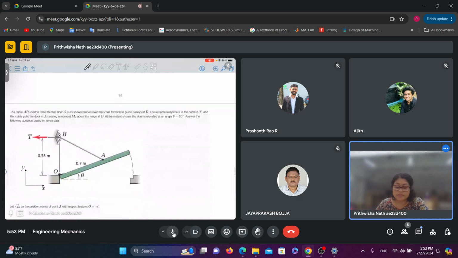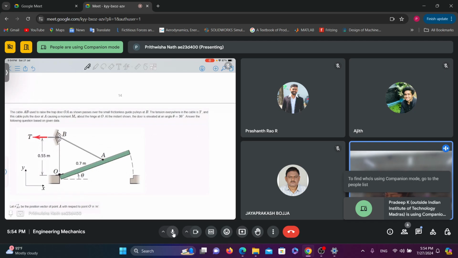The cable AB used to raise the trap door OA, as shown, passes over the small frictionless guide pulley at B. The tension everywhere in the cable is T, and this cable pulls the door at A, causing a moment MO about the hinge at O. At the instance shown, the door is elevated at an angle theta 30 degree. Answer the following questions based on given data. So this angle is equal to 30 degree, right?